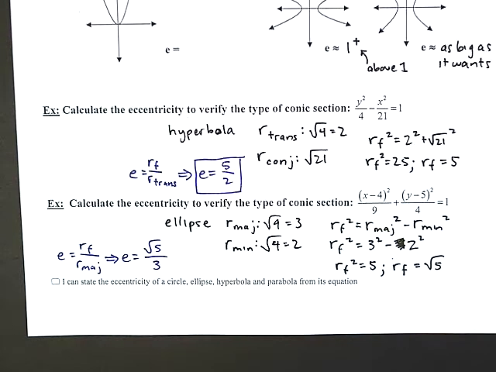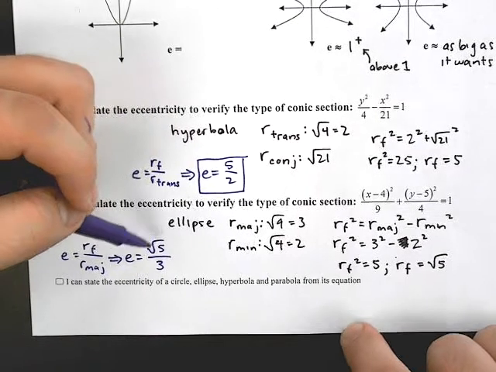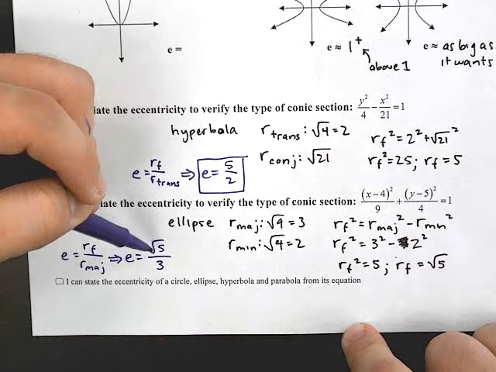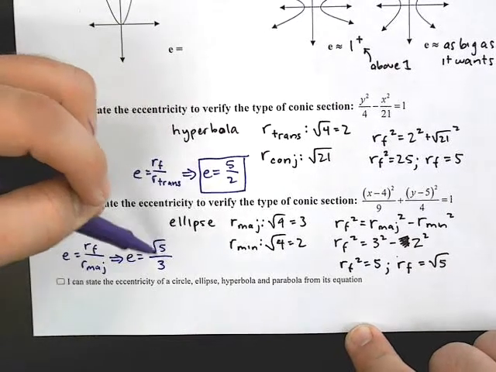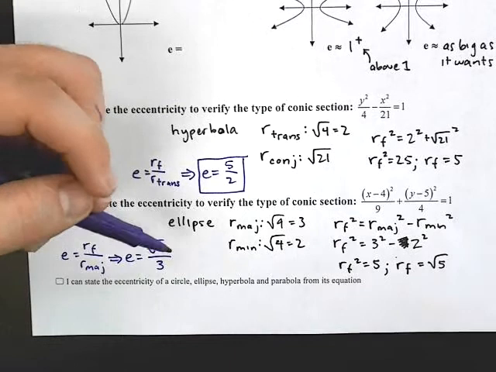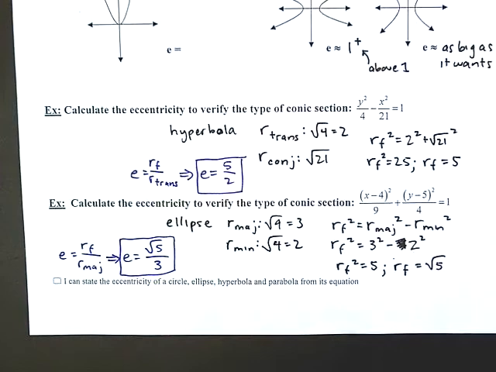Now, just to check and make sure, square root of 5 is between square root 4 and square root 9, so this is definitely less than 3, right? And anything less than 3 divided by 3, of course, will be less than 1, which is what we were looking for. Alright, so that was just a quick little review of eccentricity.